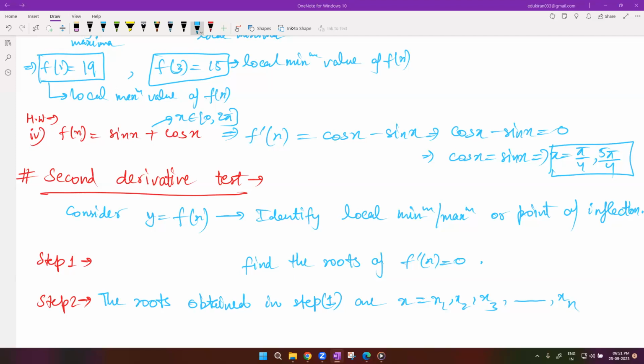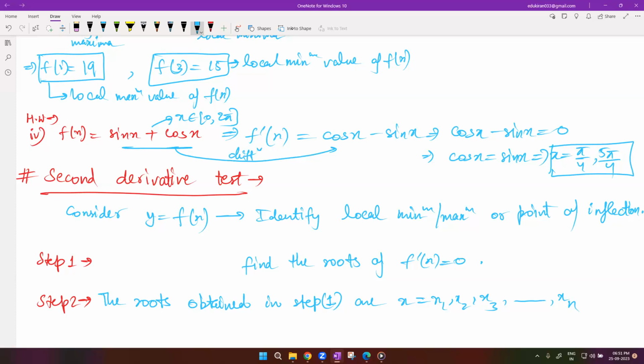Then these are the steps that we have to follow. First, we will find the derivative of the given function. So let's say the function is sin x plus cos x. First I will find f dash x. f dash x is cos x minus sin x, the differentiation of this part.